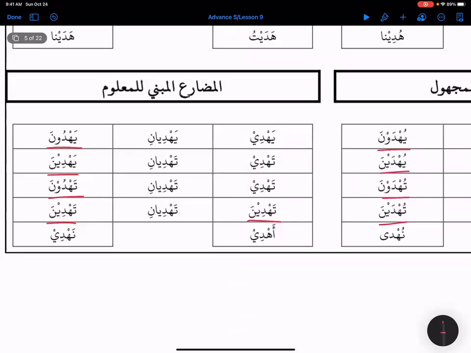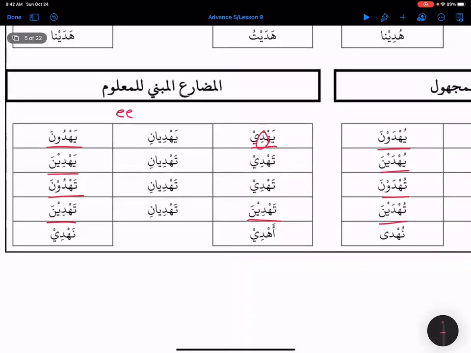Sorry, what bab is it? Daraba yadribu. Yes. So Daraba Yadribu. Hada Yahdi is Daraba Yadribu clan. So now Yahdi becomes Yahdiyani and then Yahduna. Why Yahduna? Again, same rule, because we have kasra over here on the root letter. So when we have E sound at home, it becomes U sound.